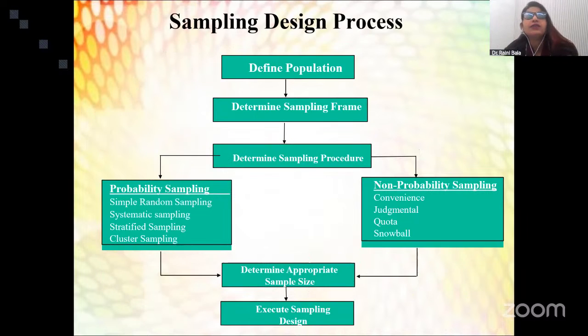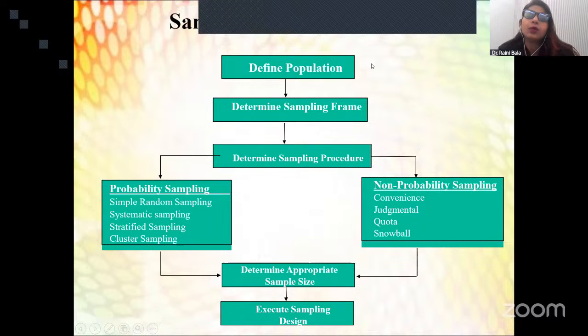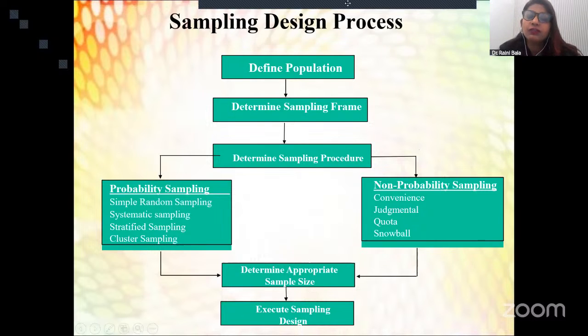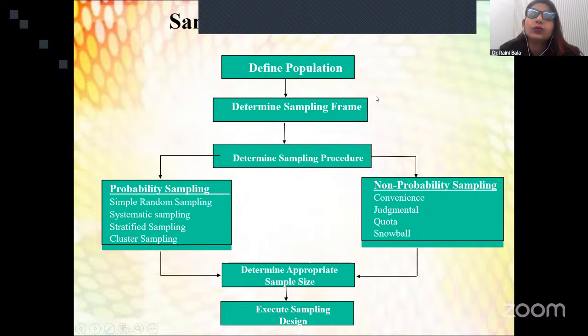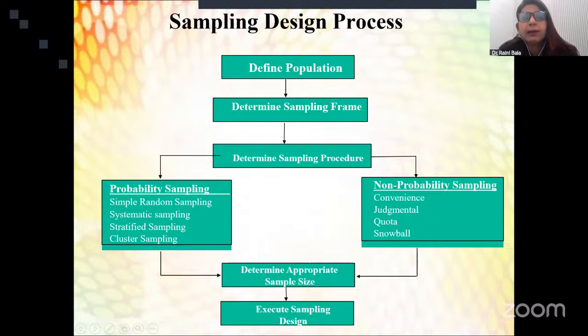Okay, so next we start with the sampling design process. The very first thing is we have to define our population. It depends on whether our population is finite in number or infinite in number. First, we have to define the population we want to target. The second is we have to determine the sampling frame, from what kind of sample we want to study. After that, we have to determine the sampling procedure.